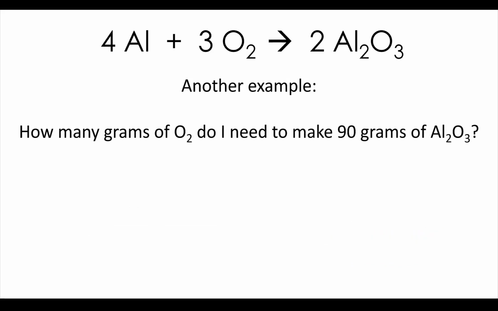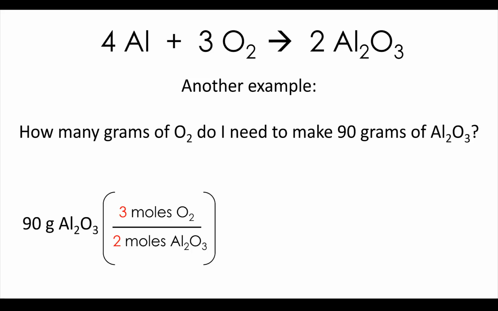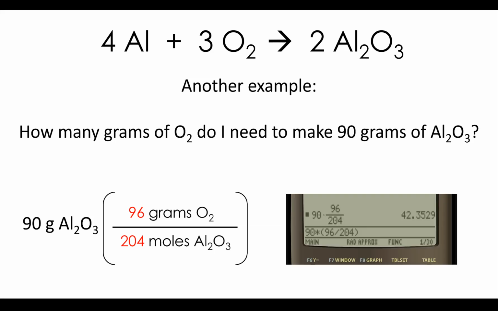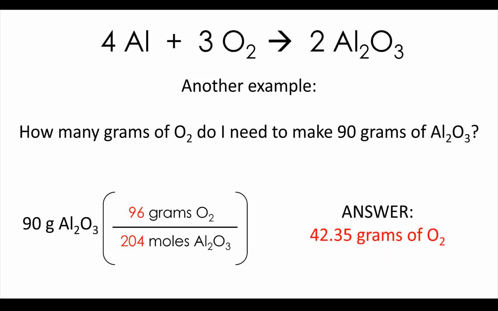Another one, how many grams of O2 do I need to make 90 grams of aluminum oxide? Well, I'm going to start with 90 grams of aluminum oxide, and I need to multiply it by a gram ratio, but I only have the mole ratio. So I'll take each chemical and multiply it by its molar mass to get the gram ratio, and now I can do this conversion without jumping into moles. 90 times 96 over 204 gives me 42.3529, which I'll just round to 42.35 grams of O2.